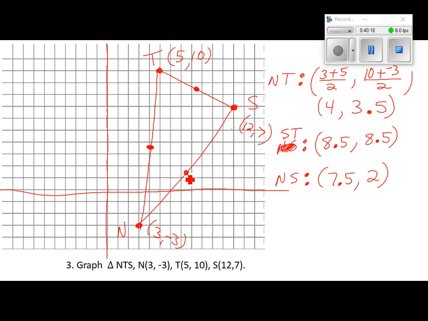Somebody give me a letter for this one. P, Q, pick me one side of the triangle. TN. Find the length of segment TN. Use the distance formula. Find the length of segment TN. Don't cheat off my work up here.